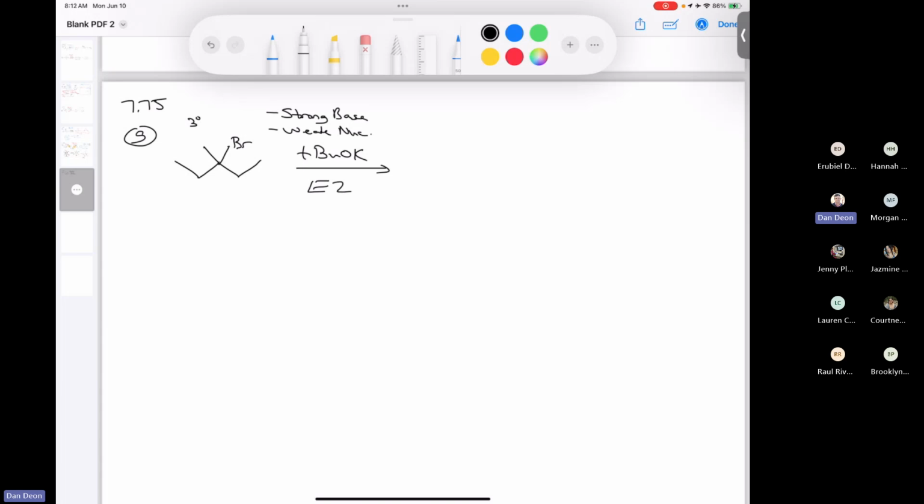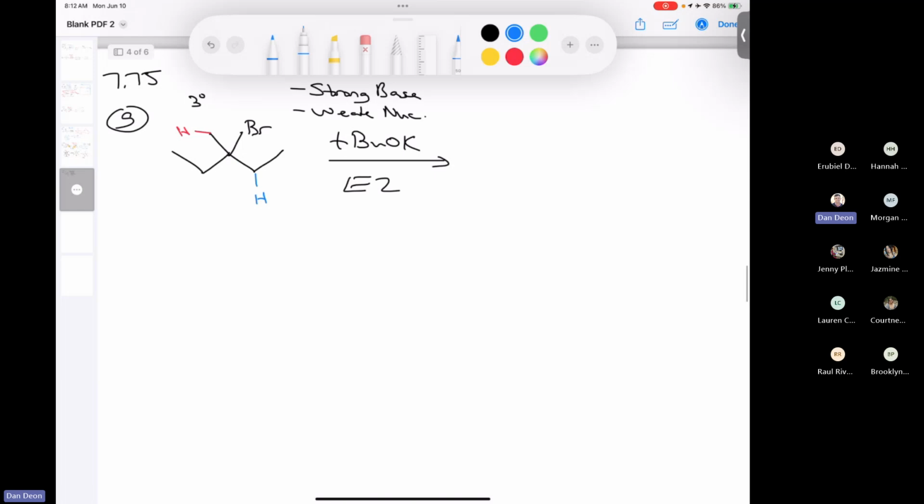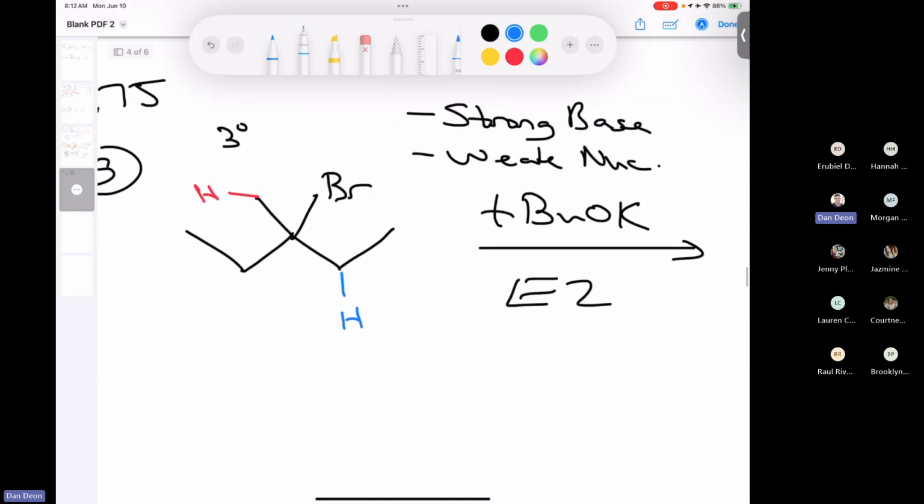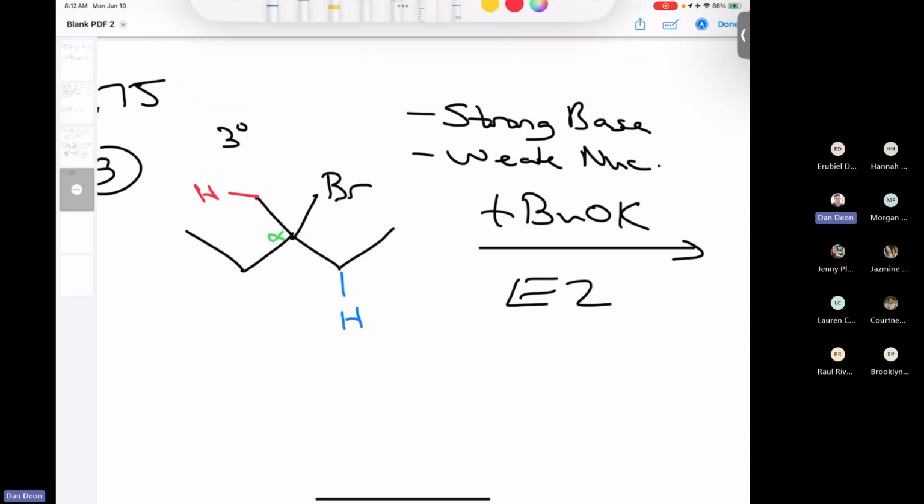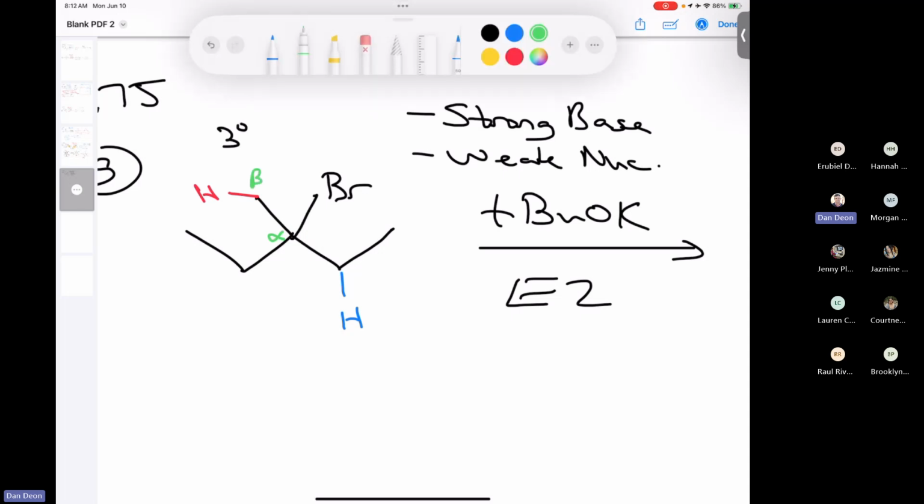But you notice that we have two types of beta protons. We have the ones on the methyl group here, and then we also have the ones on these methylenes here. If you're still struggling to recognize where the beta proton is, remember the carbon that the halogen is attached to is the alpha carbon. One carbon away, that's a beta carbon, right? So this would be a beta carbon. This would be a beta carbon.